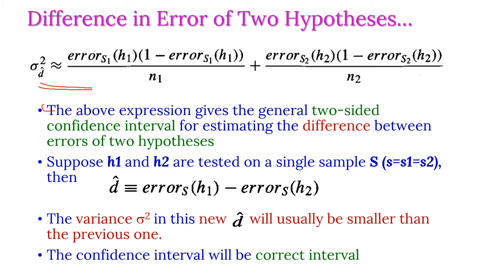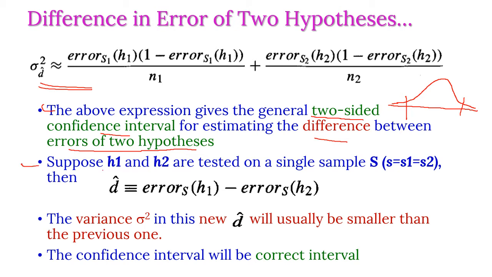The above expression gives the general two-sided confidence intervals for estimating the difference between errors of two hypotheses. Two-sided confidence intervals means, see in the bell-like curve, two tails will be there. This is the lower limit, this is the upper limit. Two tails will be there.